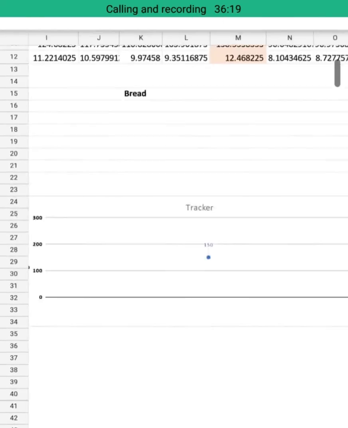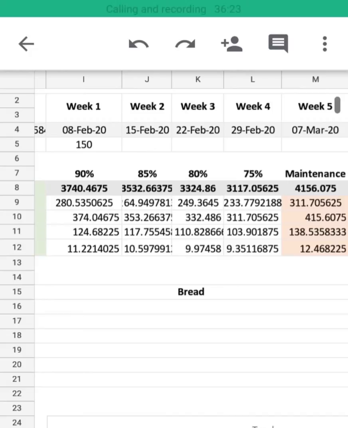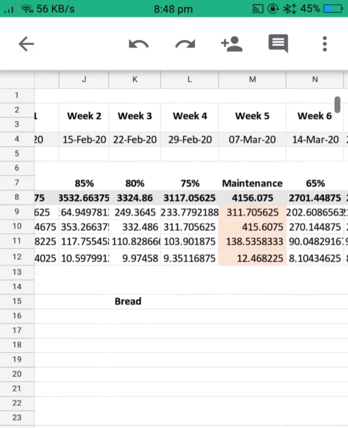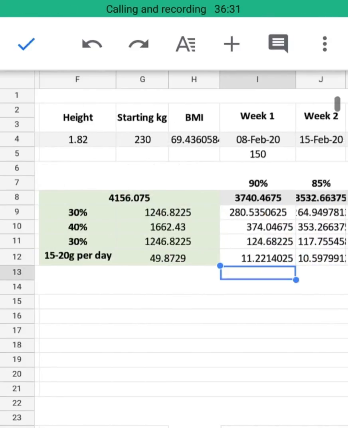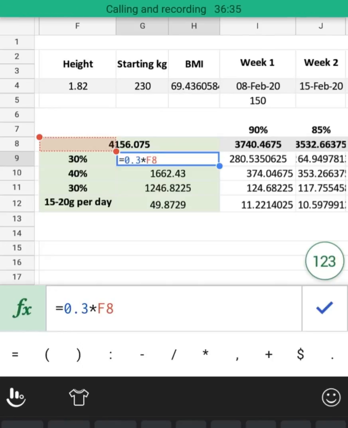I think that's pretty much it. Yeah. So that's what the deficit is as well. So see the green ones all the way here as well, divided by 4.